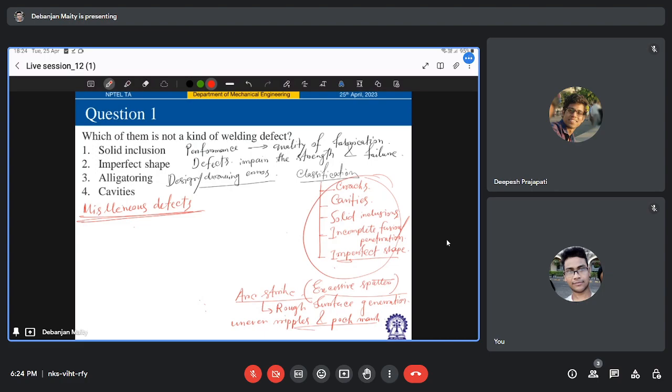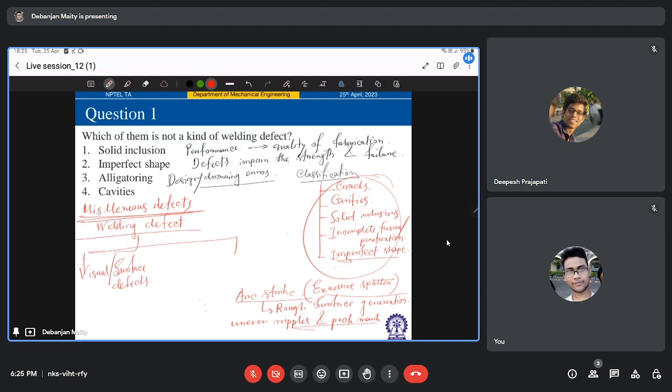So yeah, what we can do is, welding defects you can classify in different ways also. Like there can be something called visual or surface defects. This is another kind of classification where you can have visual or surface defects.